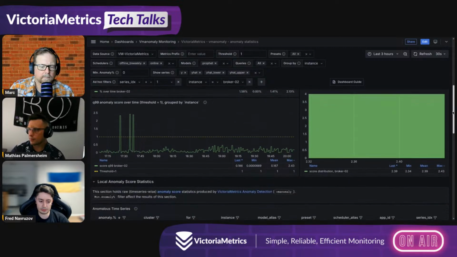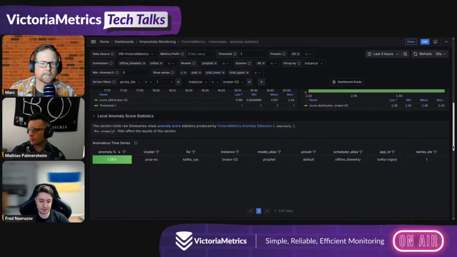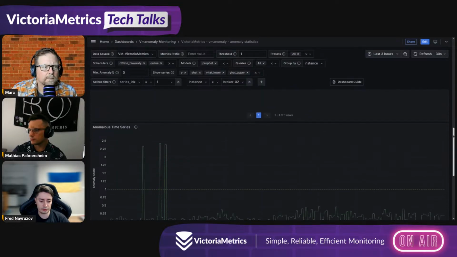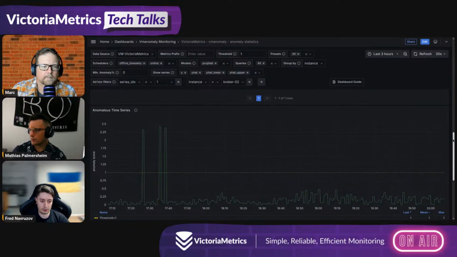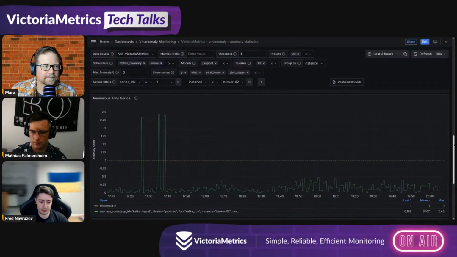If you drill down to a local section, then you'll see a specific time series, like a specific label set, specific series index, specific model alias that produces this metric, and the specific scheduler that it was attached to. Here it was profit, I believe. And later on, you can observe individual anomaly score time series. Because I was filtering to exactly one time series, it's equal to the global section. But if you have many, you'll see individual time series here.